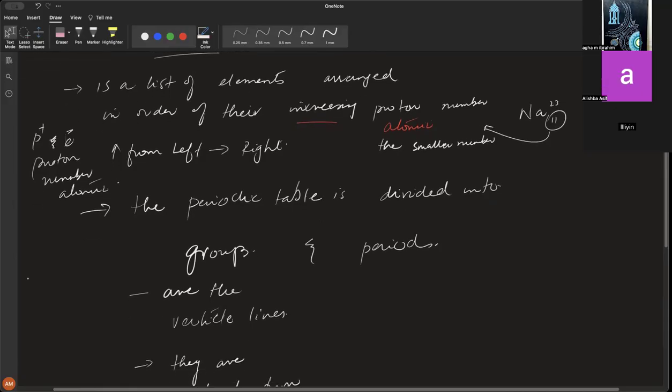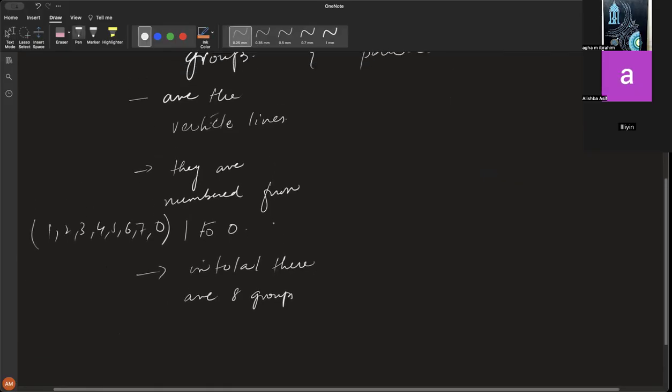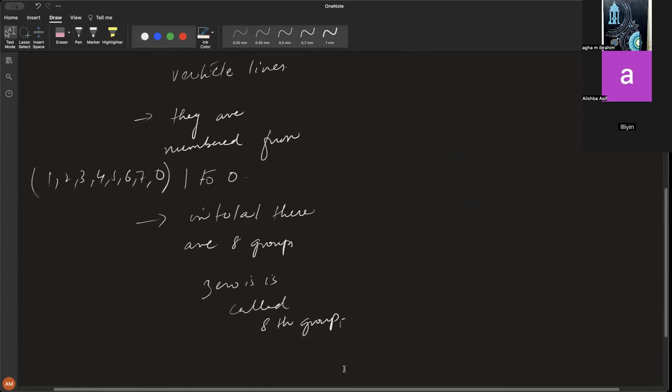The periodic table is divided into groups and periods. The groups basically are the vertical lines. They are the columns. There are a total of 8 groups. This zero is called the eighth group as well, but most of the time you're going to see it as zero, the zero group. Do you understand?